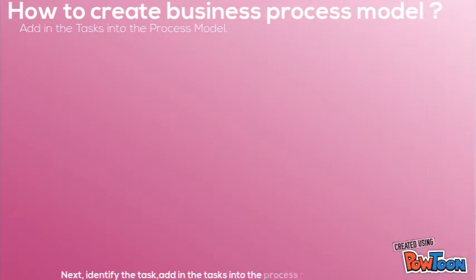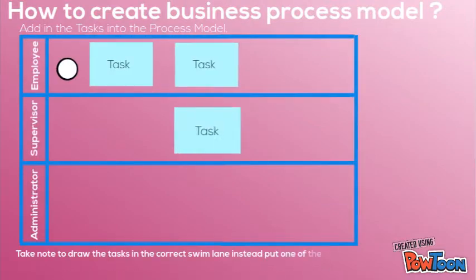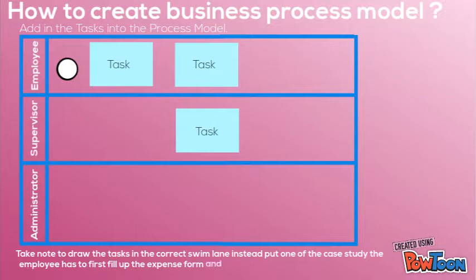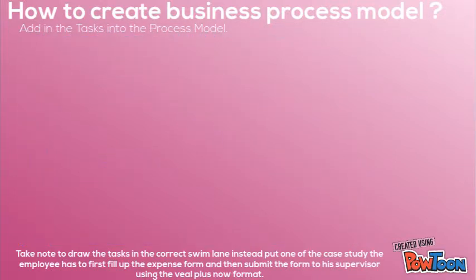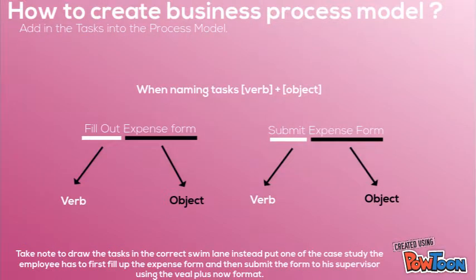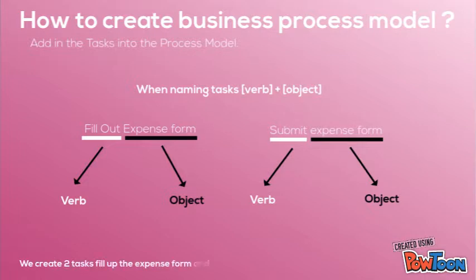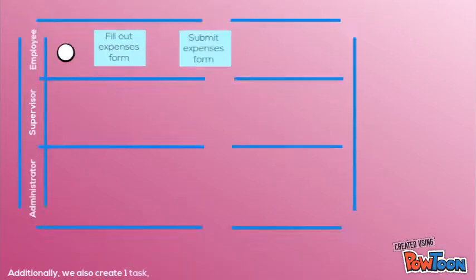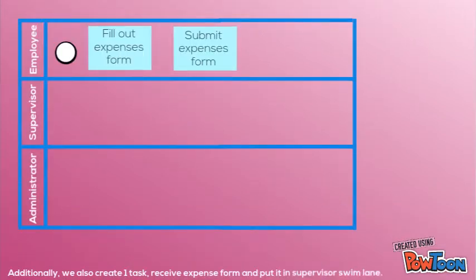Next, identify the tasks. Add the tasks into the process model. Take note to draw the tasks in the correct swim lane. In step 1 of the case study, the employee has to first fill out an expense form and then submit the form to his supervisor. Using the verb plus noun format, we create 2 tasks: fill out expense form and submit expense form, and put them in the employee's swim lane. Additionally, we also create 1 task: receive expense form, and put it in the supervisor's swim lane.